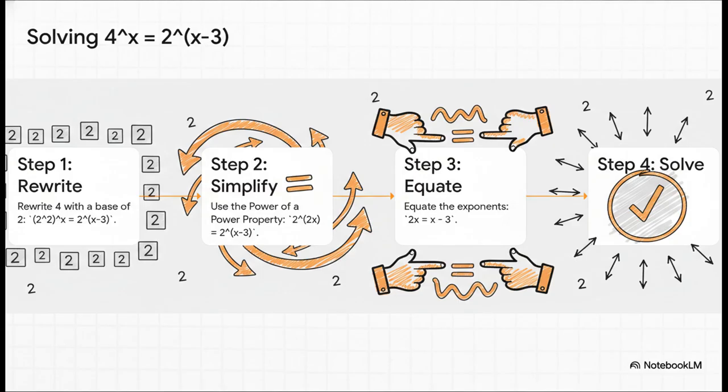Then, just like last time, we use that power of a power rule and multiply the exponents. 2 times x gives us 2x. And just like that, both sides have a base of 2. So we use our golden rule, set the exponents equal to each other, and solve it out to find that x equals negative 3. See? The pattern is the exact same every time.